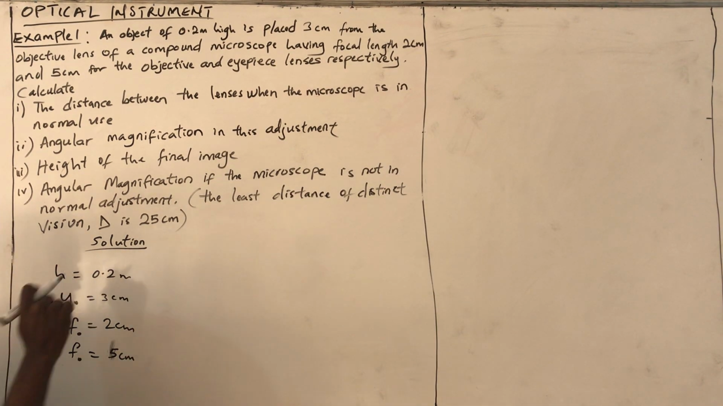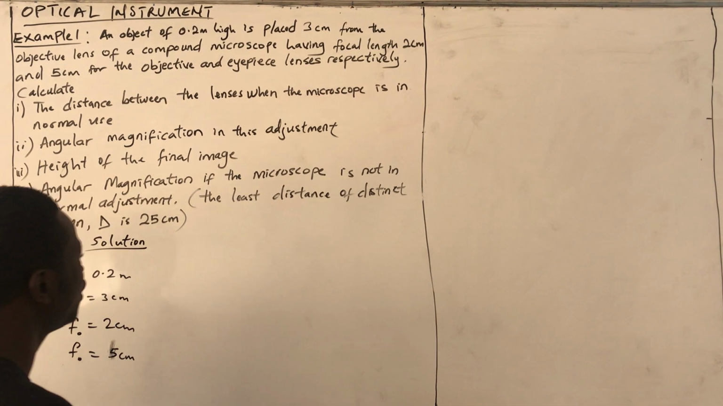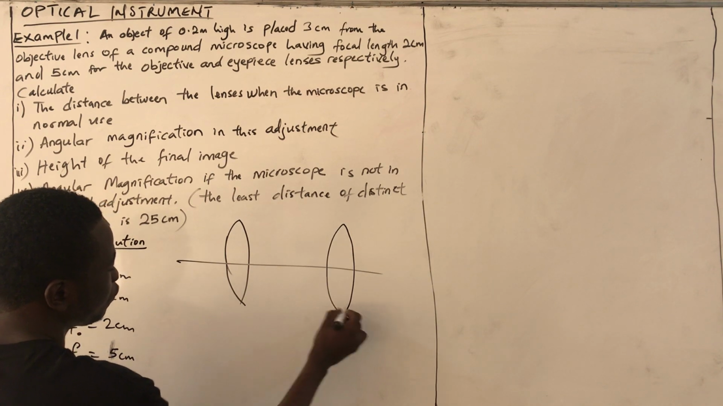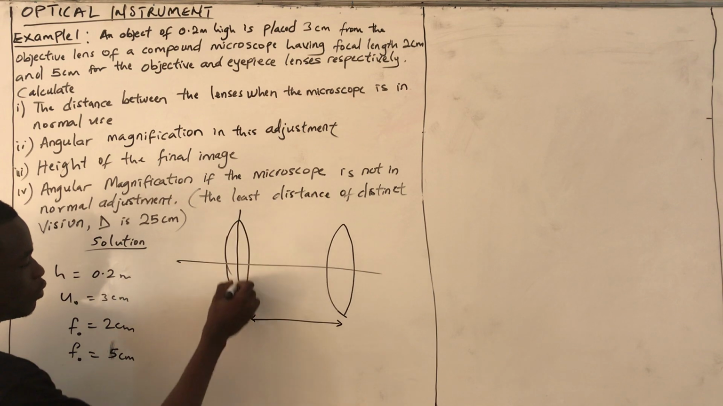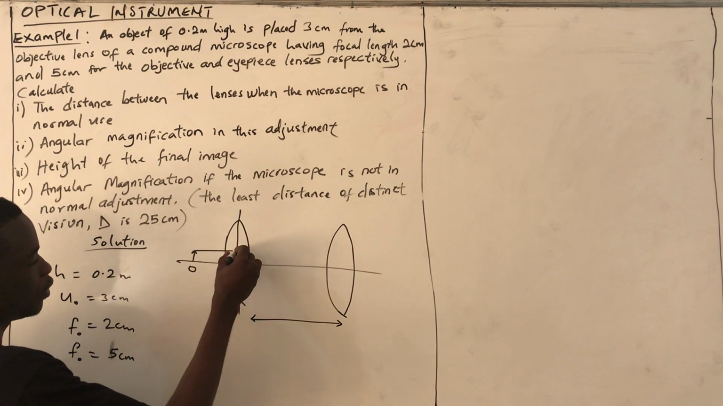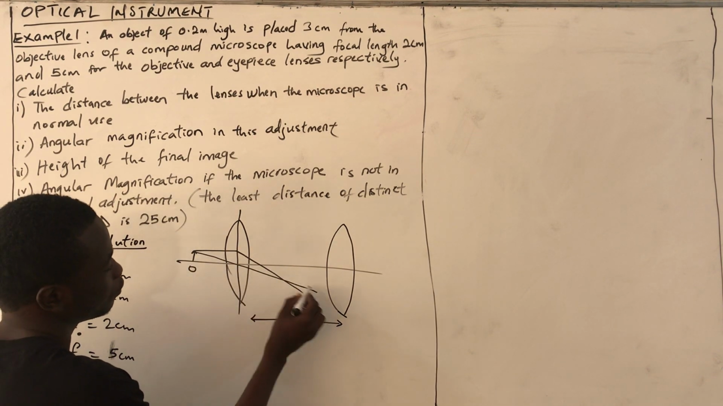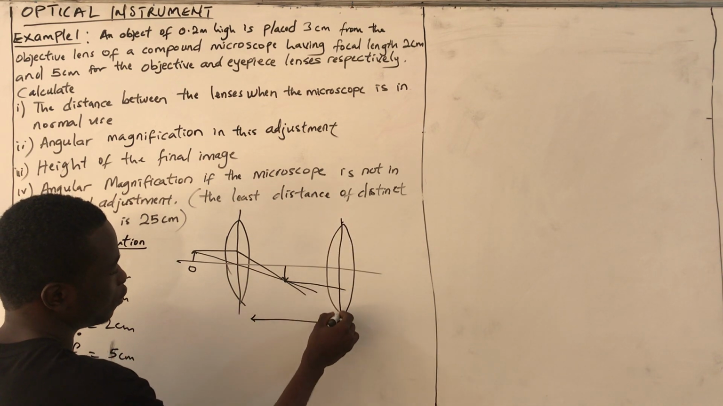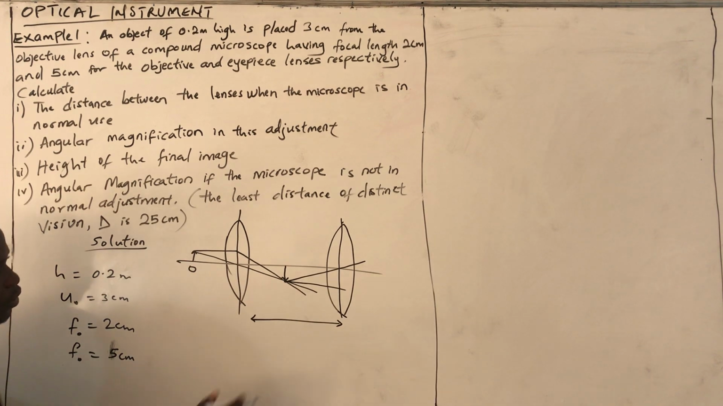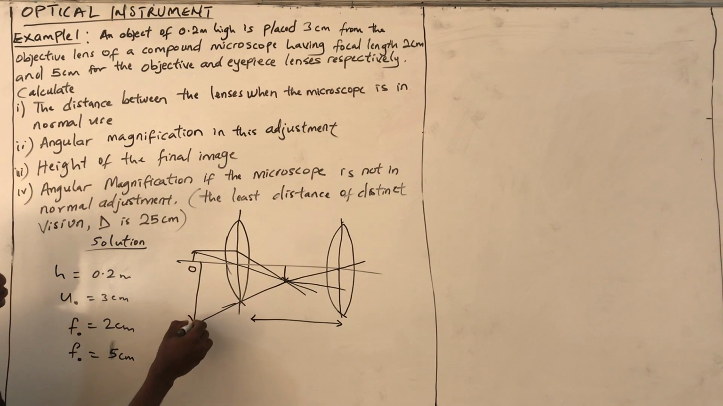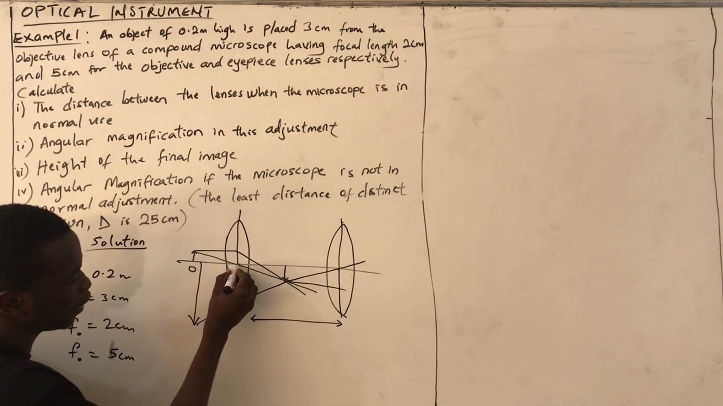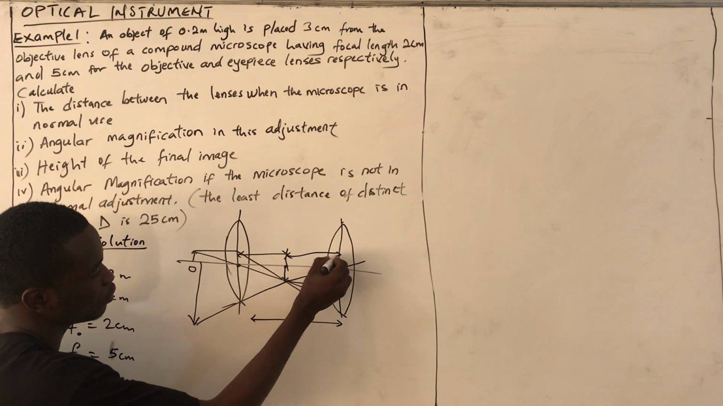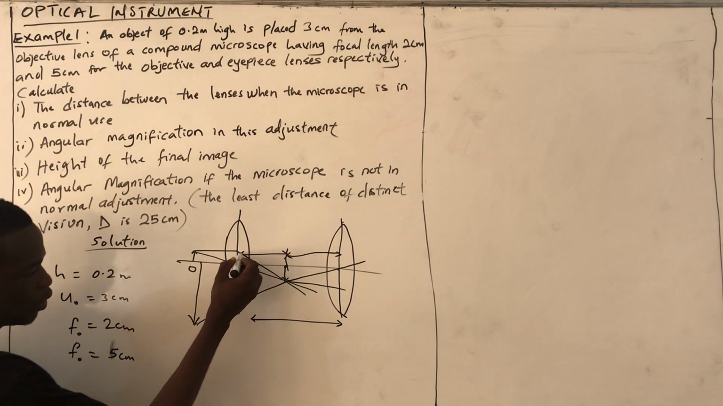If you look at the last diagram, we have 2 lenses. Now the distance between the 2 lenses is this. So how do you get the distance between the 2 lenses? When the object falls here, it produces an image this way. The image produced serves as the object for the eyepiece. If I can get the distance from here to here and from here to here, I will know the distance between the 2 lenses.